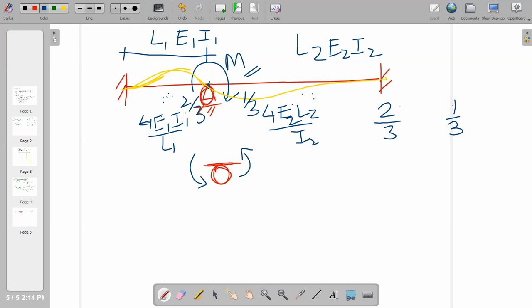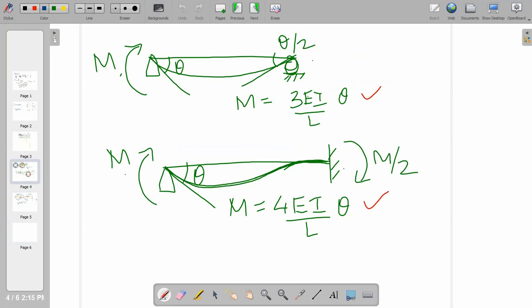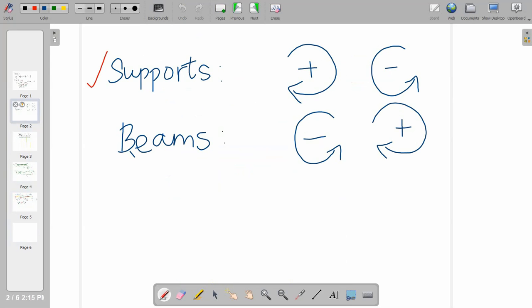Therefore if I apply an external moment M at this support, the left hand side beam will take 2/3 of that moment, and the right hand side beam will take 1/3 of that moment. I hope that is clear. Next thing you need to understand is the sign convention, which I already said. At the supports, clockwise moment is positive and counterclockwise is negative. At beams it's the other way around.